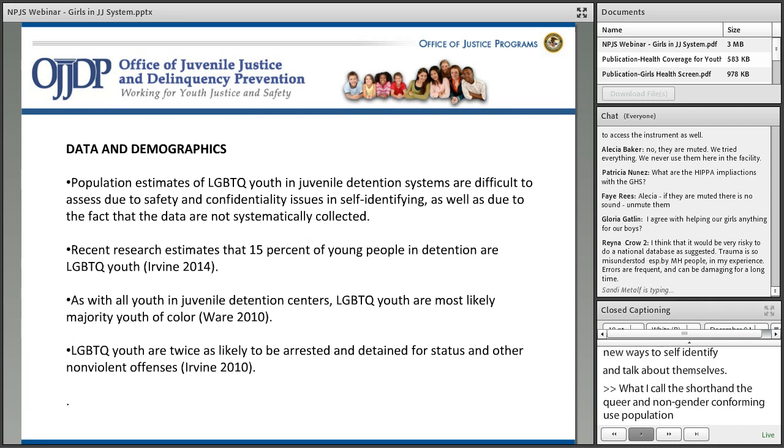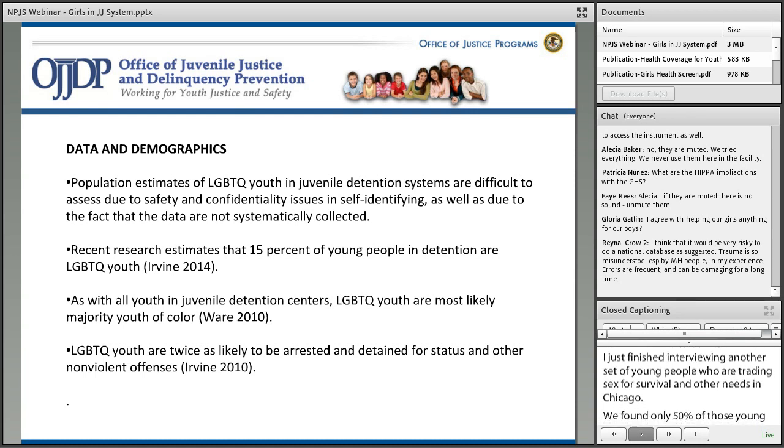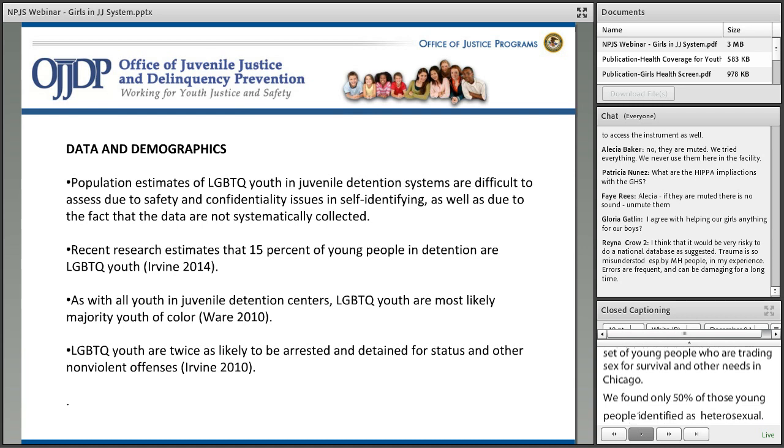So recent estimates show that about 15% of young people in detention are LGBTQ youth. I've just finished interviewing yet another set of young people who are trading sex for survival and other needs in Chicago, and we found that only 50% of those young people identified as heterosexual. In the research I finished with girls in detention, we found that 9% of the 100 girls I interviewed reported not being heterosexual.